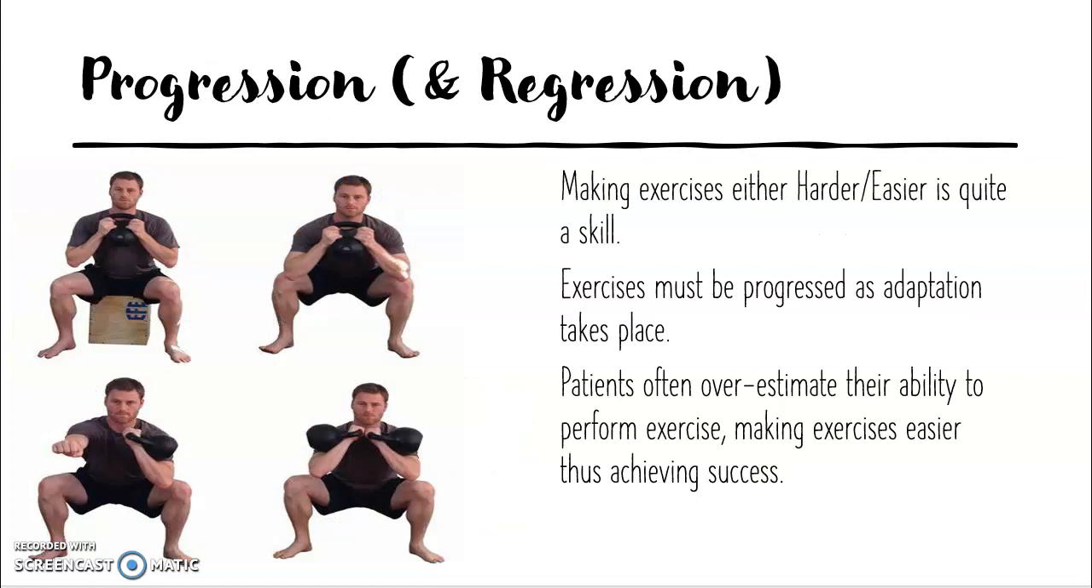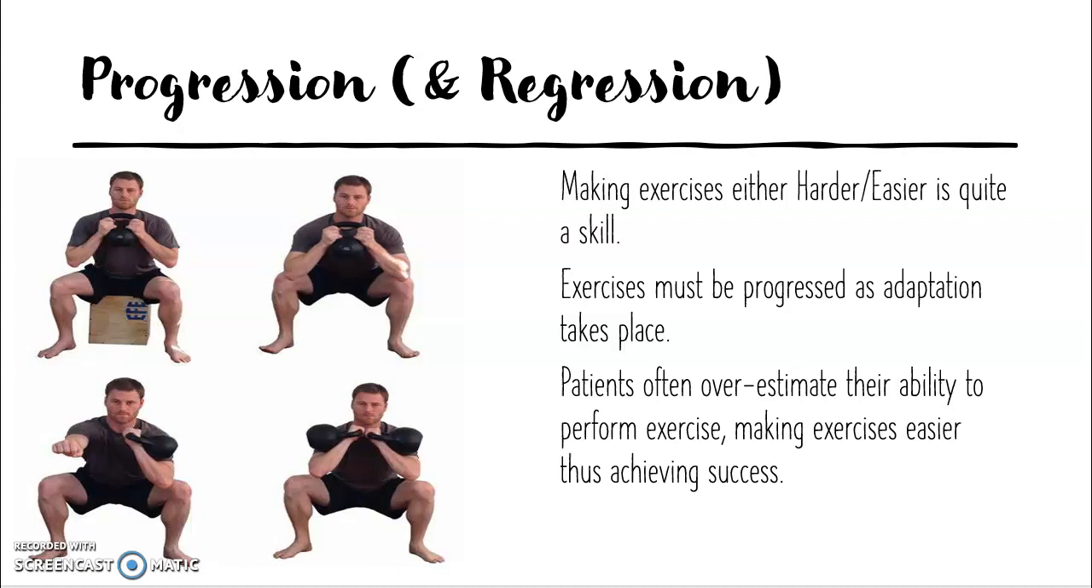Then we've got progression and regression. This is really important. Making the exercise harder or easier is a skill in itself. It's one many physios struggle with, from what I observe. So here, for example, we've got somebody doing box squats. They've got a kettlebell in the hand, that's providing resistance, and they're sitting down onto a box.